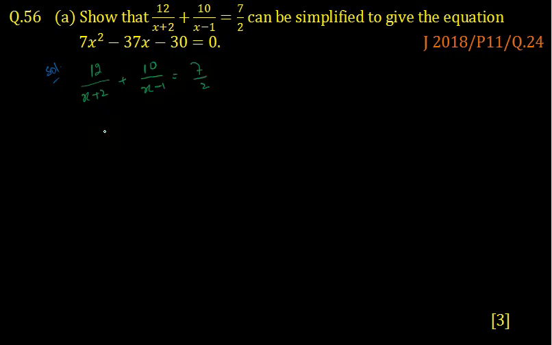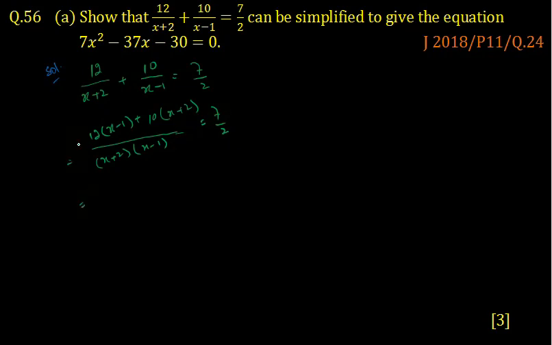Now two numbers are in fraction, so we must take LCM, and the LCM is the multiplication of the denominators because a variable is there. So we write both as the LCM, and then the second denominator multiplies with the first numerator. So it is 12 into x minus 1, plus the first denominator multiplied with the second numerator, x plus 2, is equal to 7 upon 2.